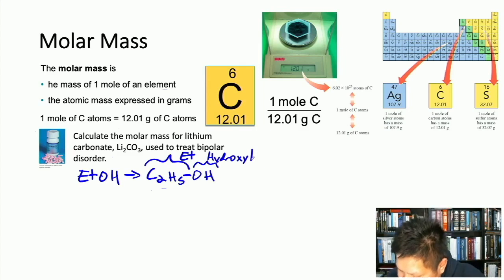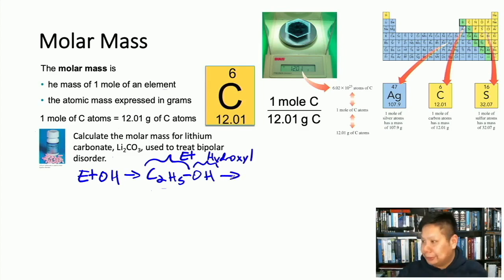Anyway, so you'll learn a lot more about ethyl groups and hydroxyl groups and all that in our organic chemistry section of the lecture later on in the semester. Its structure looks like this. So let's figure out its molecular formula.